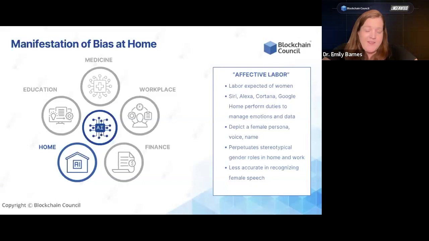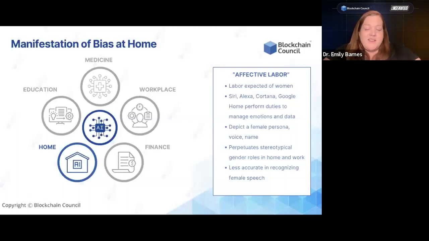So these home AIs are performing something called effective labor, conventionally expected of women to perform in a household. The gendered work of effective labor involves things like producing and managing lists, making appointments, managing the calendar. You can make a shopping list from your kitchen now. You can say, hey Alexa, order me another round of whatever and have it delivered to your home.